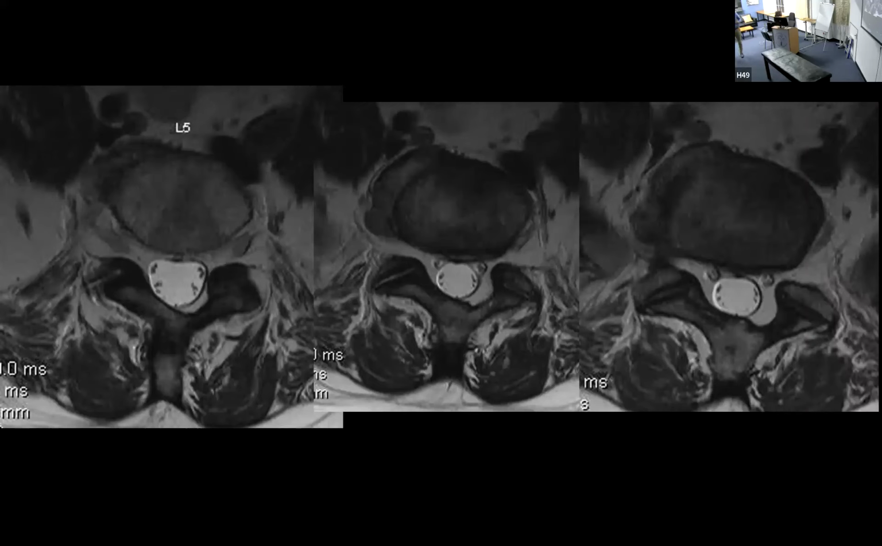And you can get extraforaminal. This is a patient operated some years ago. You can see at L5 this big chunk of disc out here, and the nerve root comes around and gets caught on it over here. So with the big chunk of disc, you've got to open your eyes, okay? Often these things are missed.